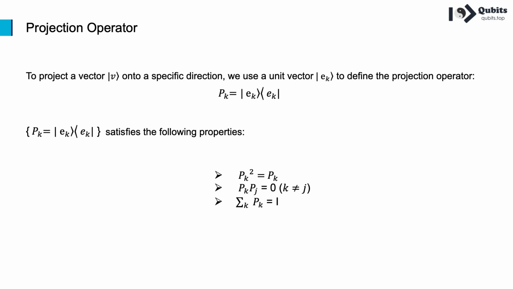To project a vector onto a specific direction, we can use the outer product of the unit vector as a definition of the projection operator. The projection operator has three important properties. First, the square of the projection operator is equal to itself. Second, the projection operators are mutually orthogonal, which means they form a matrix of all zeros. Third, the sum of all projection operators equals the identity matrix, which is also known as the completeness equation.